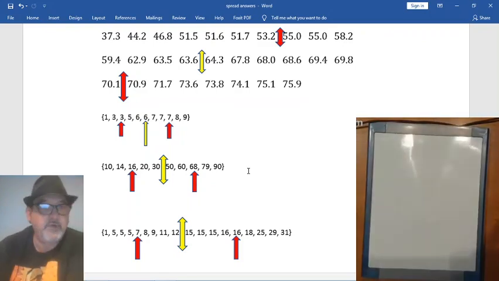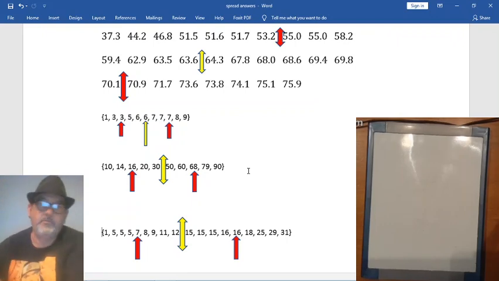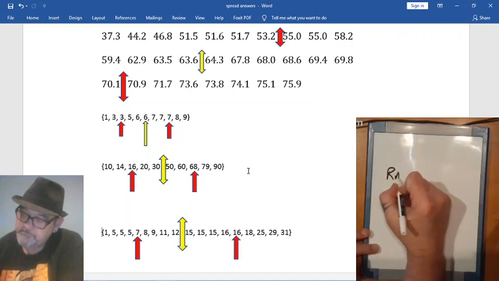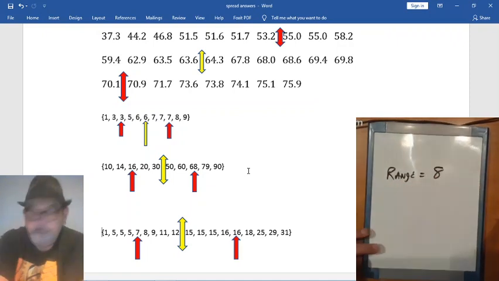So for the next problem that you guys had, I already have it up on the screen here. You had 1, 3, 3, 5, 6, 6, 7, 7, 7, 8, 9. And I asked you to find the range, the median, and the interquartile range. All right, so what do we have for the range? Well, our smallest number is 1, and our largest number is 9. So what is the distance between 1 and 9? Well, it's 8. 9 minus 1 is 8. So the range is 8 for that one.